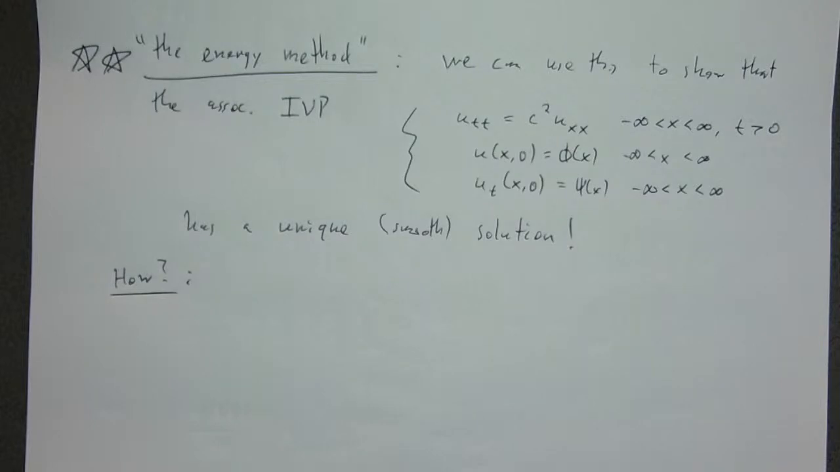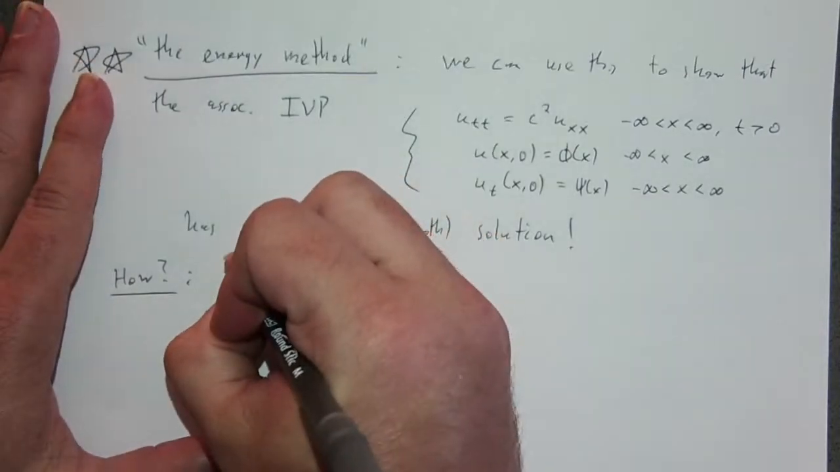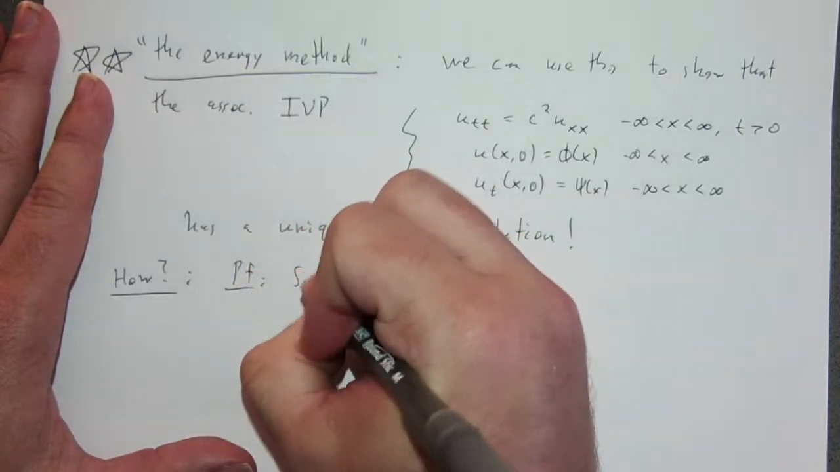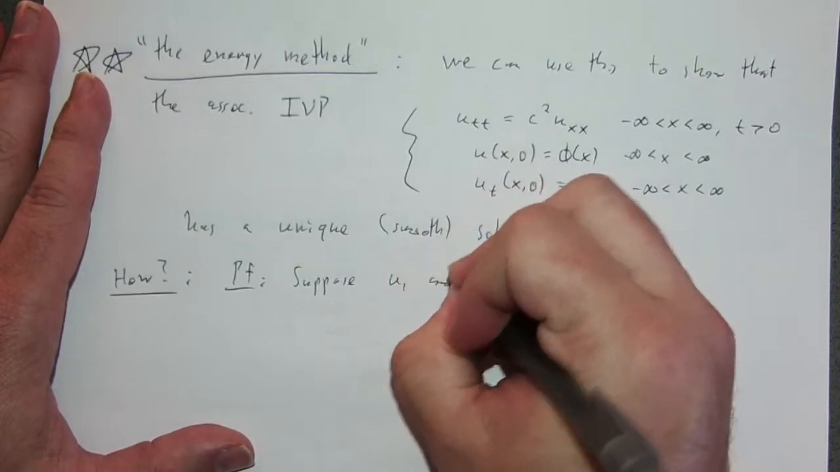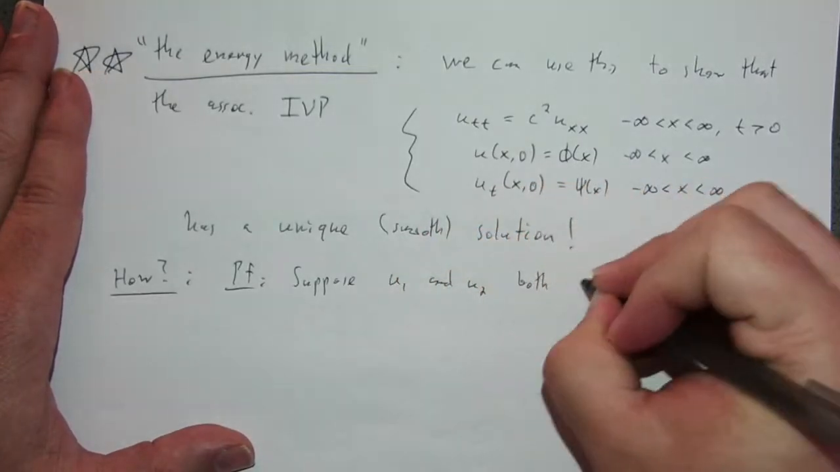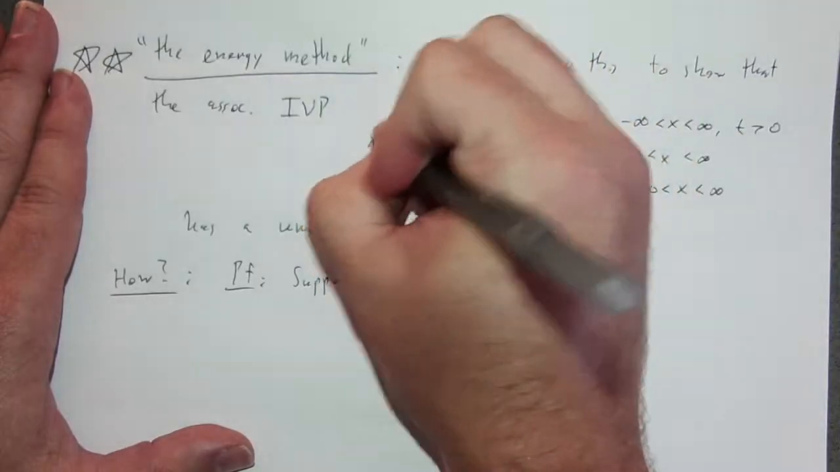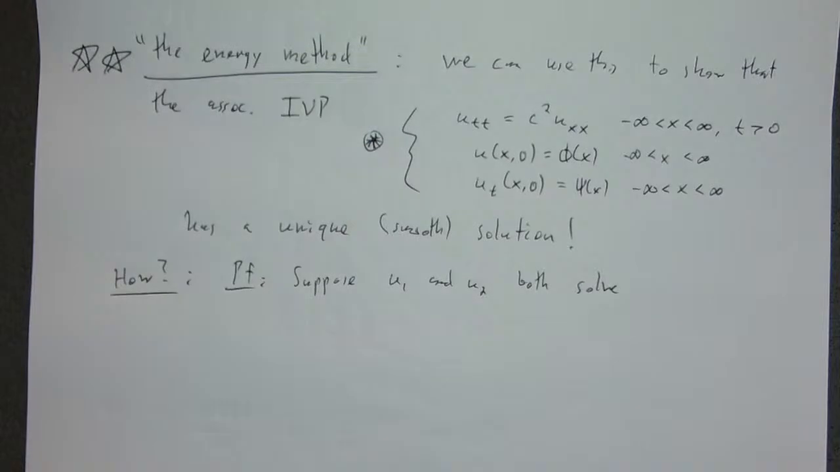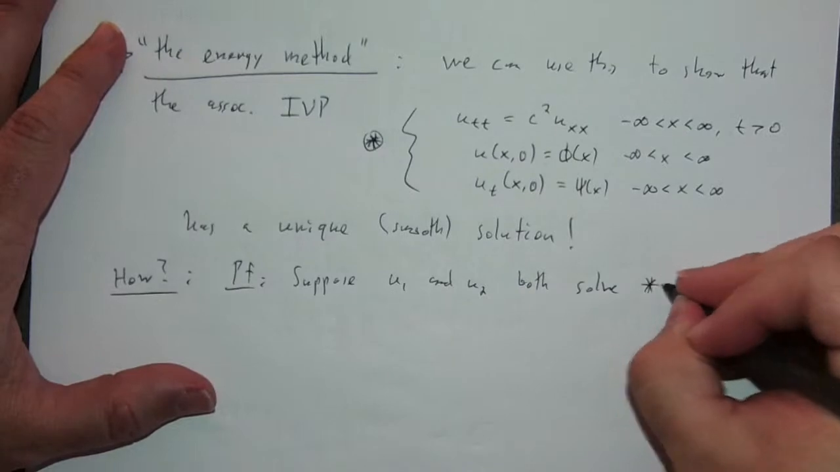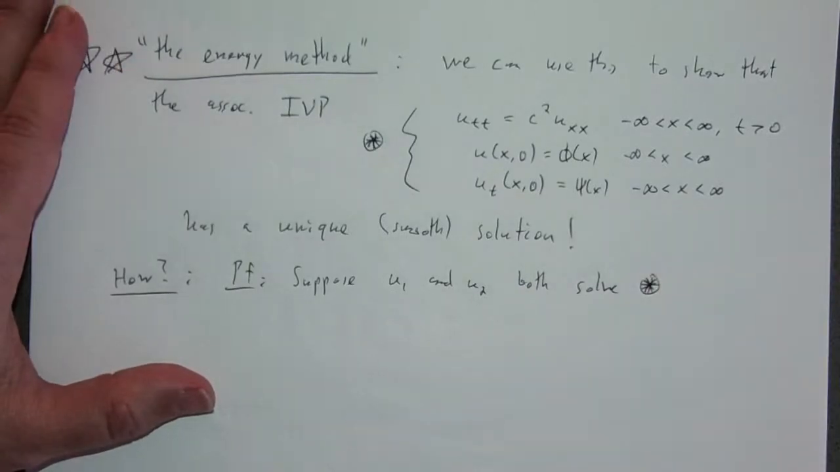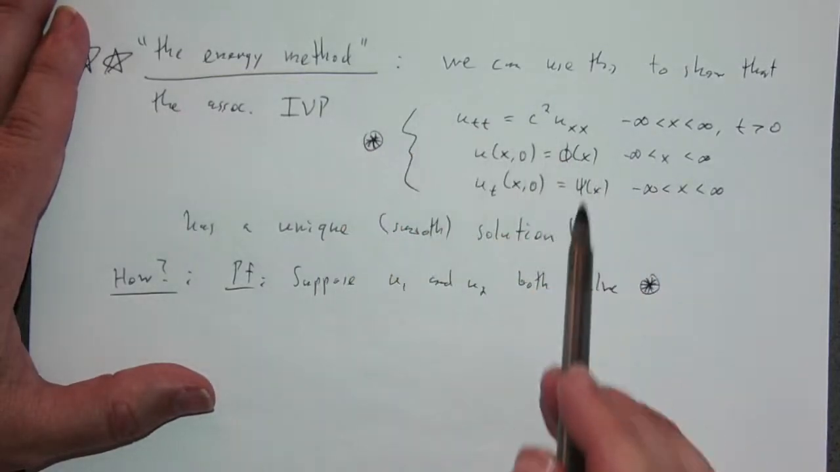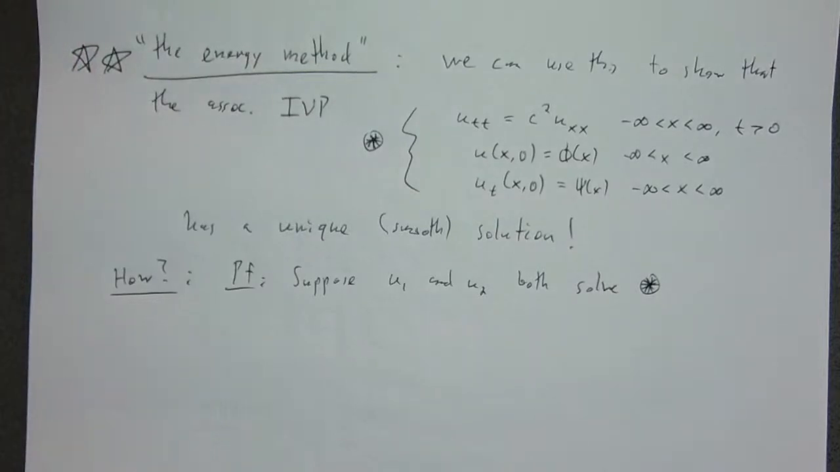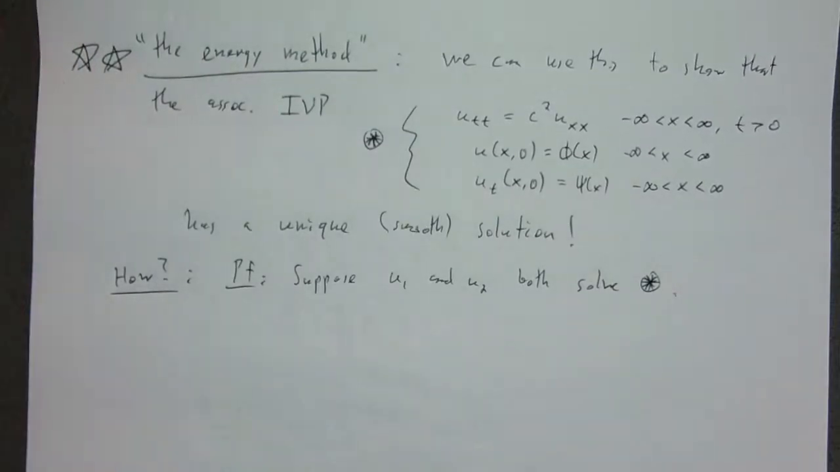Okay, so the first thing is to suppose, here's our proof. Suppose that u sub 1 and u sub 2 both solve asterisk here. And when I say asterisk, of course, I'm not talking about just the PDE, I mean all of these, the initial conditions as well. So suppose that u sub 1 and u sub 2 both solve asterisk.